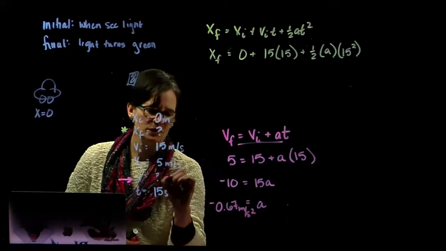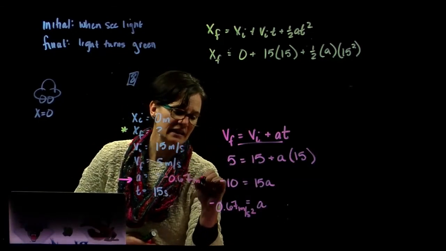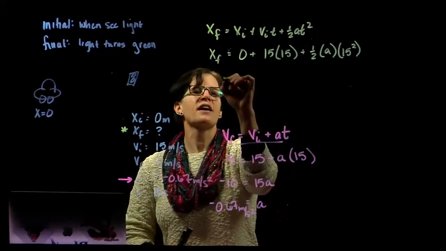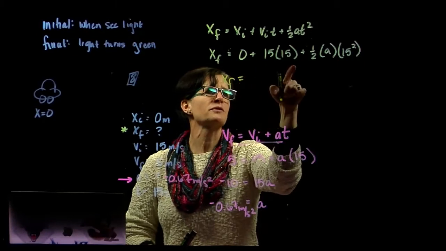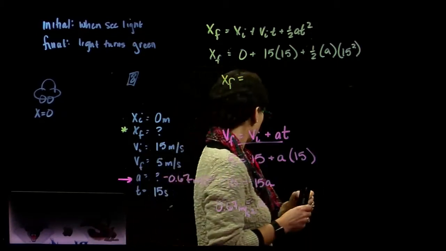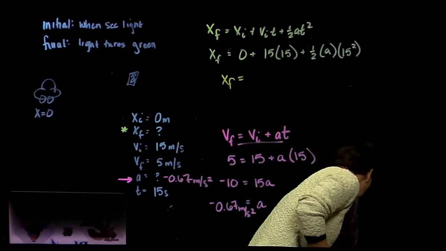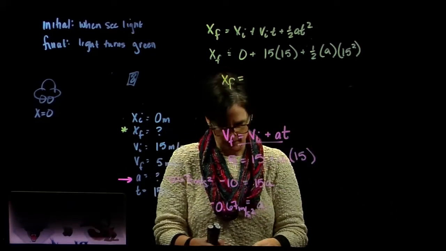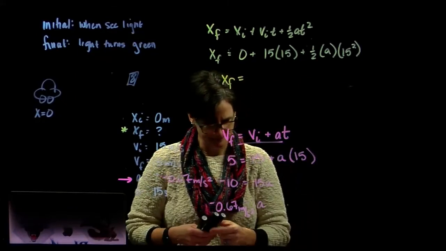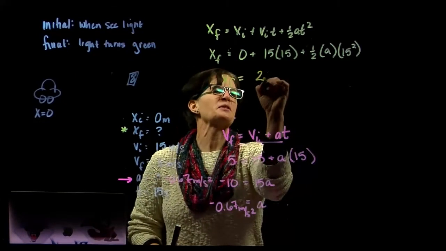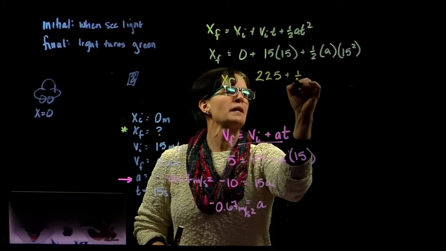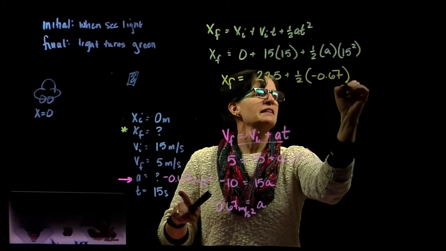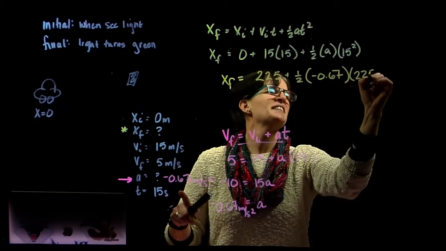Now I can use that in my relationship up here. So I have x final is equal to 15 times 15. I should probably know that, but let's just make it explicit. What, 225 I think is 15 squared? We should always be doing our mental math so we don't lose it. Yes, 225. So x final equals 225 plus 1/2 times negative 0.67 times 225.